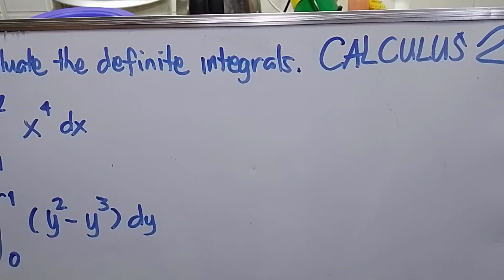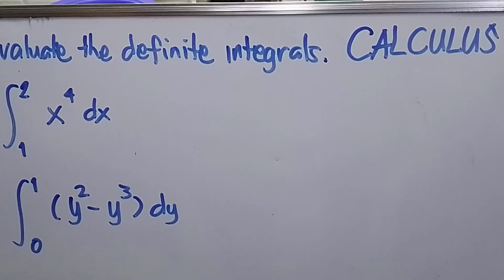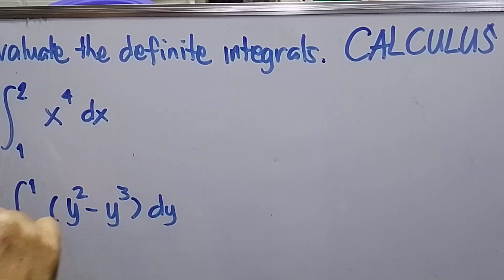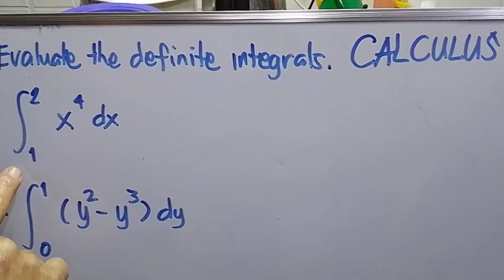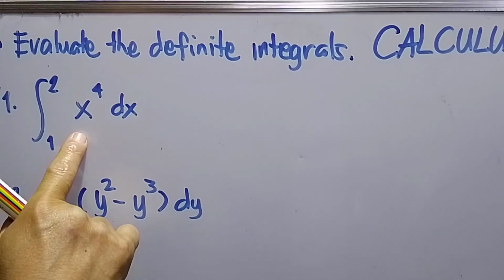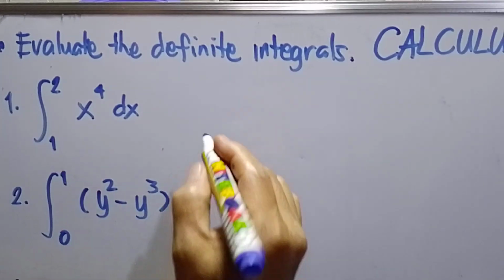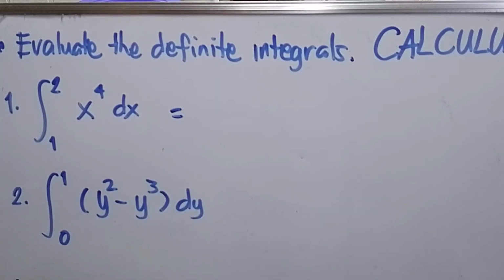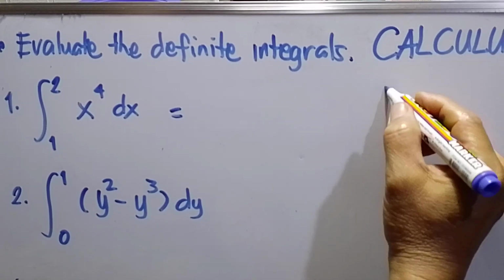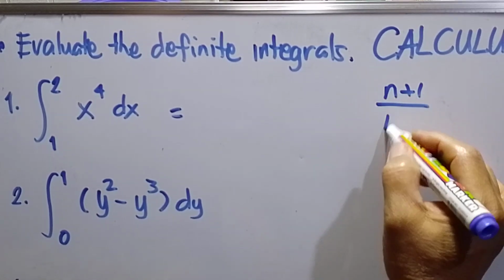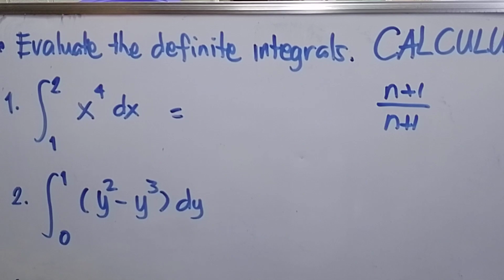So I have here number 1, evaluate the definite integrals. I have two. One is the integral from 1 to 2, my function is x to the power of 4 dx. As we know in integrals, this will be x to the n plus 1 over n plus 1. So this is the overview for integrals.